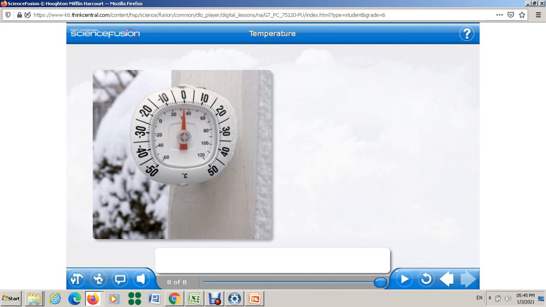For question 7, explain how a substance's temperature changes when the average kinetic energy of its particles increases and when it decreases. What do you think? If the average kinetic energy of its particles increases, the temperature will increase. What about when it decreases? The temperature also decreases. So this is the answer.